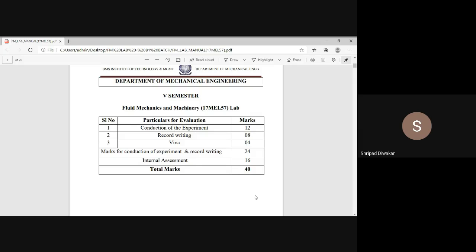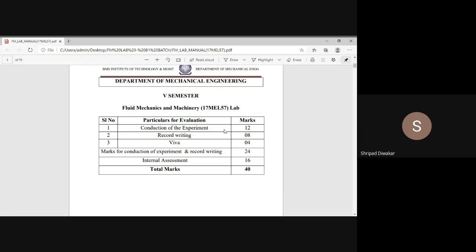You have internal assessment marks of 40. Conduction of experiment, what experiment you are conducting, carries 12 marks, record writing carries 8 marks, and Viva carries 4 marks. So each experiment carries 24 marks, and at the end we are going to conduct a lab internal exam that carries 16 marks. So the total is 40 marks. Remember, each and everything carries marks.